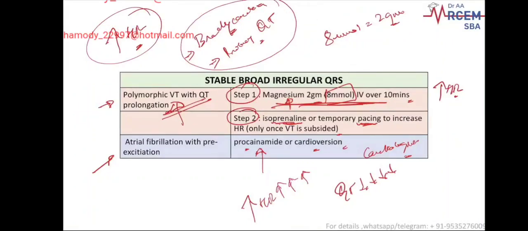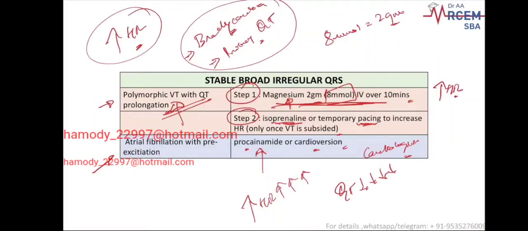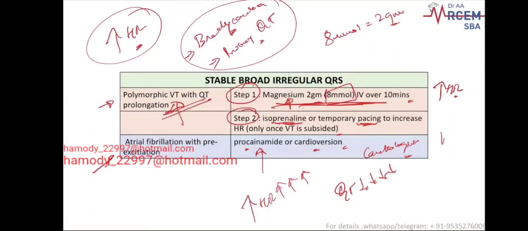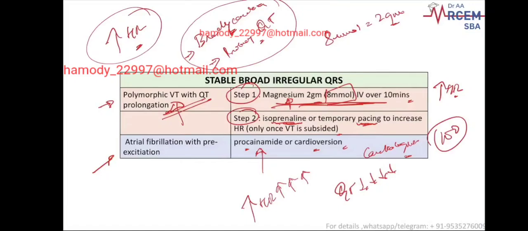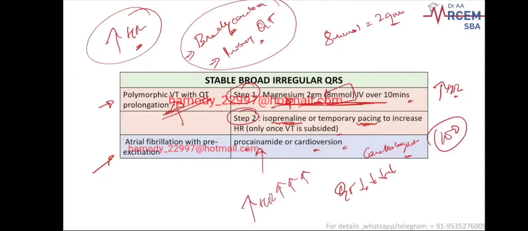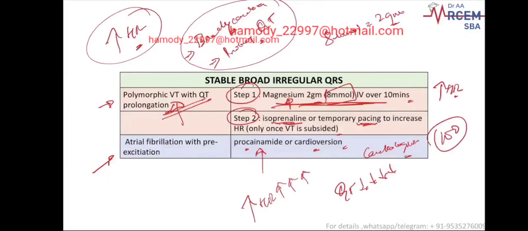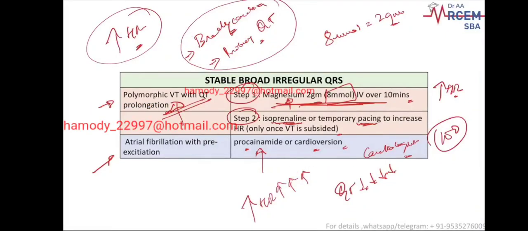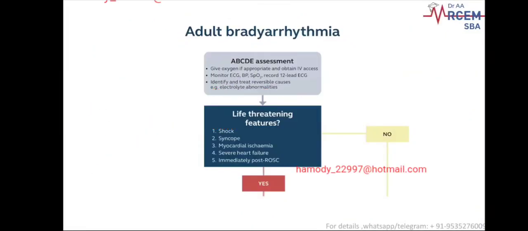Once the polymorphic ventricular tachycardia is subsided, then only you use isoprenaline or a temporary pacing to increase the heart rate, to keep it on the higher side. For example, keep it around 100. Okay, so it doesn't go into bradycardia and doesn't have a prolonged QT interval. Hence, you are preventing the recurrence of torsades, also known as polymorphic VT.